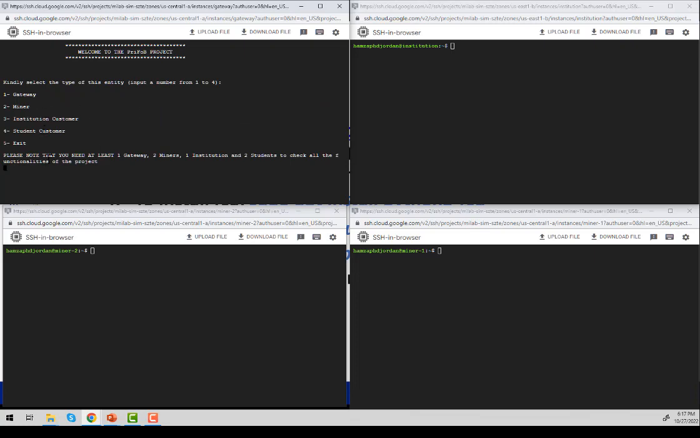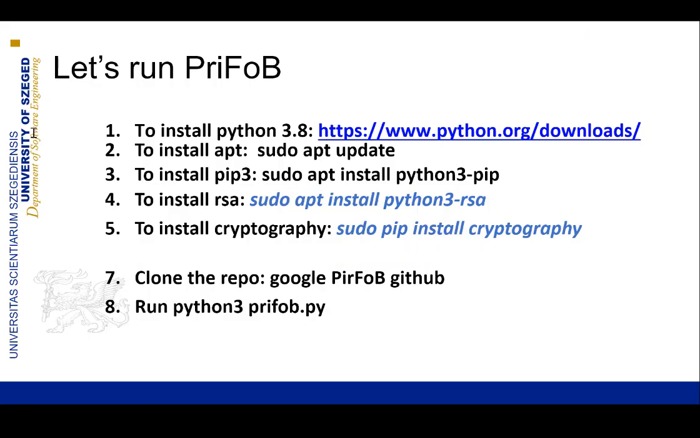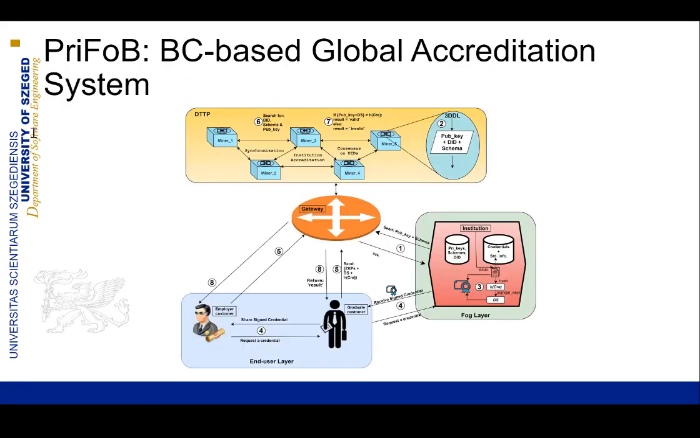So once you start the application, you have 4 options: gateway, miner, institution, or student. And if you remember, we need gateway, miners, institution, and users. Okay. So what we will do is that we will start the gateway, and then we will start 2 miners, which is the minimum number of nodes needed in the blockchain in PriFoB. So we will start 2 miners.